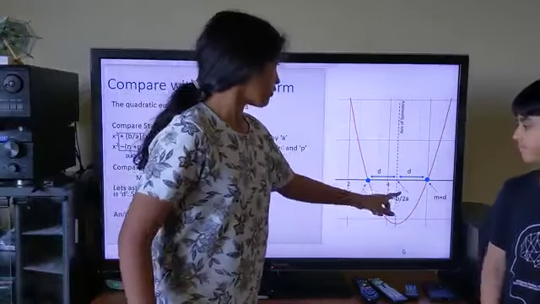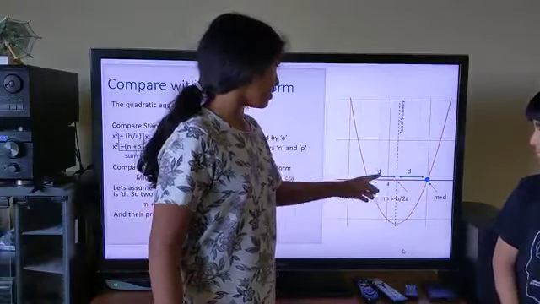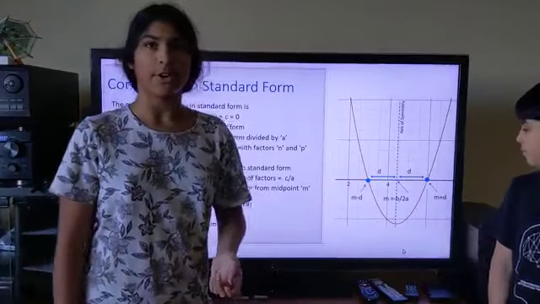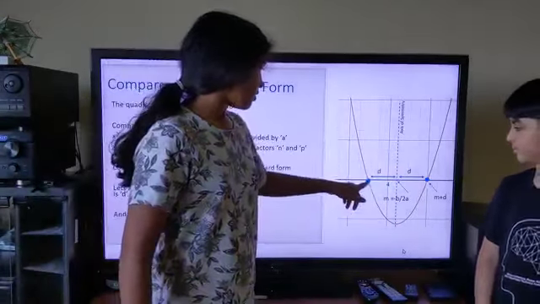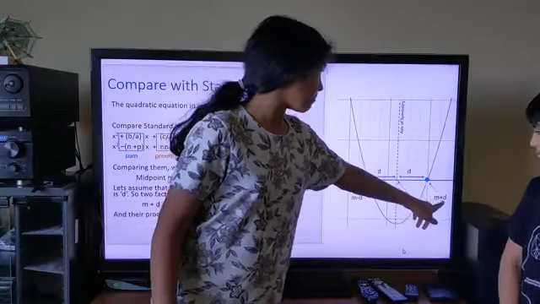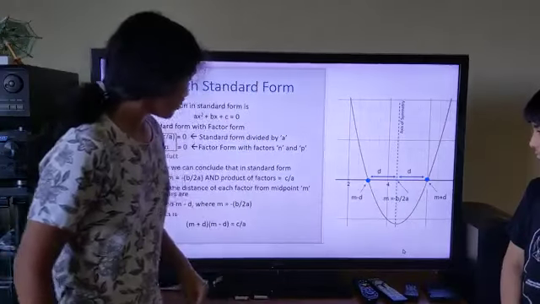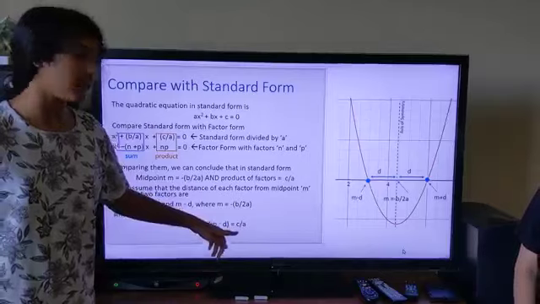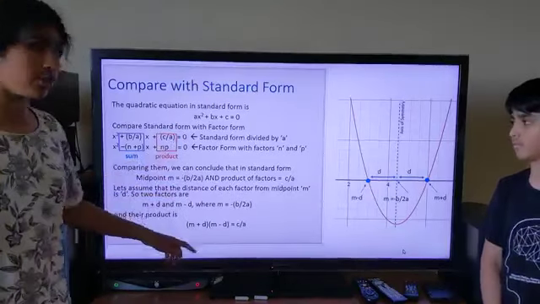And here's the midpoint, negative b divided by 2a, and the distance between the two x-intercepts is the same distance on each side, so we can use the variable d to represent it. And so this point would be m minus d, and this point would be m plus d, when m is the midpoint. And then if you multiply both of those, you get c divided by a, because that's the product of those two factors.